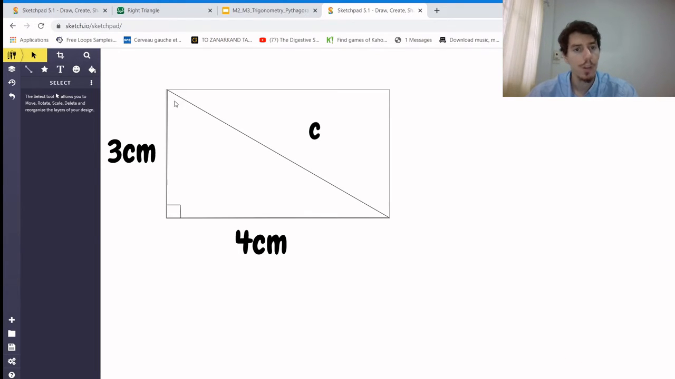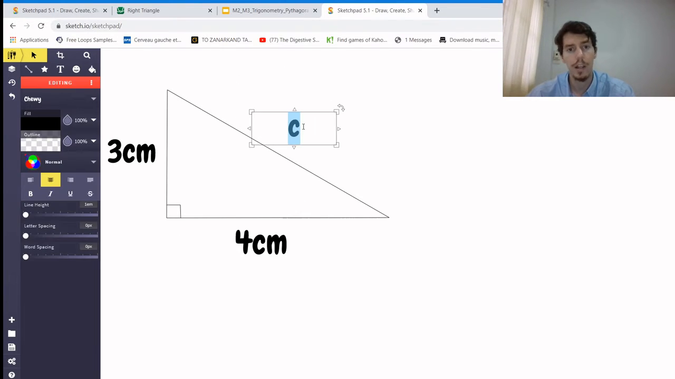Right here I made the exercise again. We have a right triangle, and we know this side is 3 centimeters, this side is 4 centimeters, and this is C. I want to know how much is C. So what do we do now? The first thing we do when we have a right triangle is find the hypotenuse. The hypotenuse is the longest side, opposite the right angle. The right angle is here, so the hypotenuse is here. This is C. The exercise is to find how long the hypotenuse is.